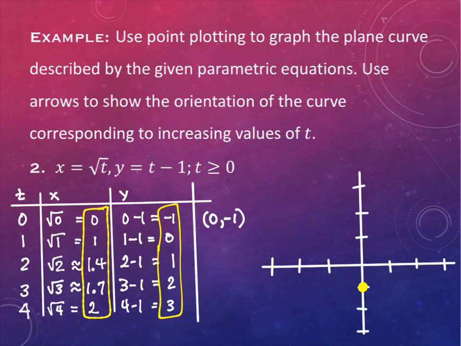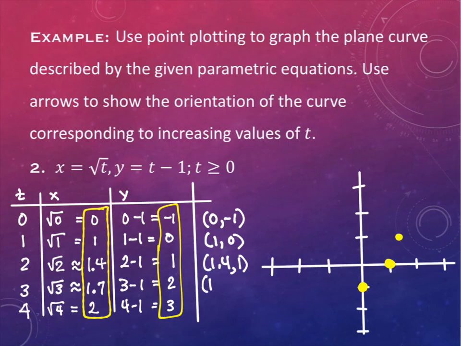So the next ordered pair that we see is actually 1 and then 0. Okay. Well, 1 and 0 is right here. And then we have 1.4 and 1. So I need to go in between 1 and 2, not quite halfway, and then I need to go all the way up to 1. So it's going to look something like this. Right? It doesn't need to be perfect, right? Yours is a sketch.